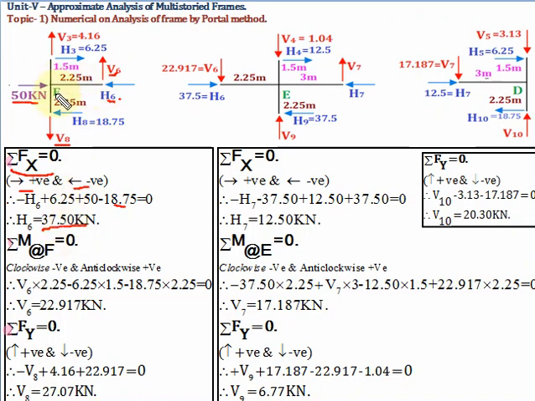Next we have to take the moment at point F. Consider clockwise negative and anti-clockwise positive. Now the first force is V6.